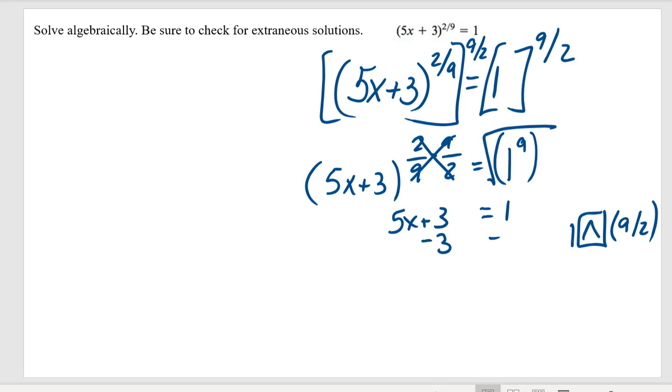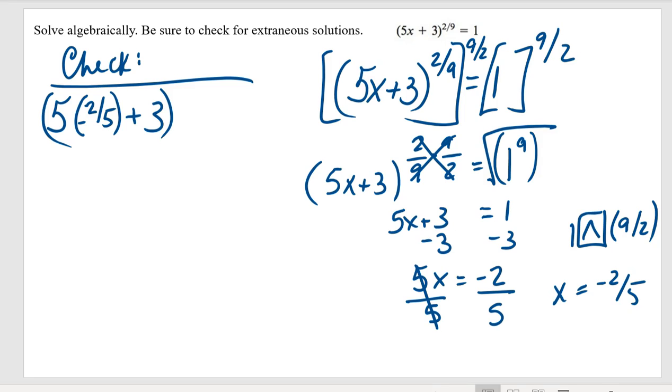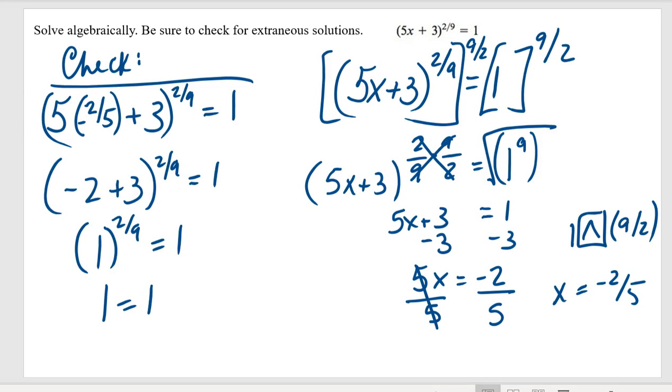So if I want to solve this, I'll say 5x is equal to -2, and I'll divide it by 5, and I'll get x is equal to -2/5. On these problems, you have to check your answer to make sure you haven't created an extraneous solution. And the way we check our answer is by putting it back into the original problem. Wherever there was an x, I'm going to replace it with my solution of x is equal to -2/5. And I'll get 1 is equal to 1, and it is true. So x is equal to -2/5 is my solution.